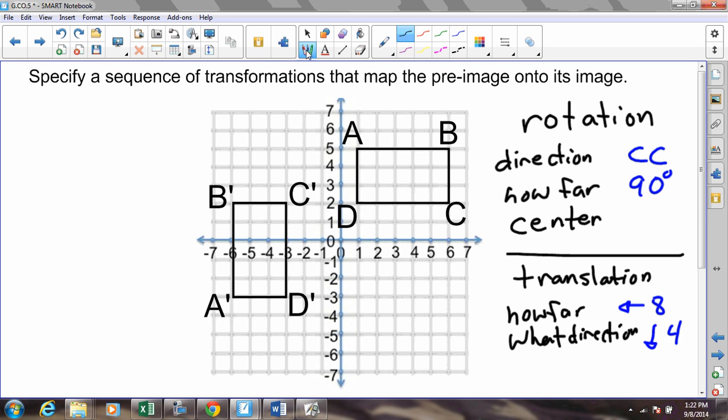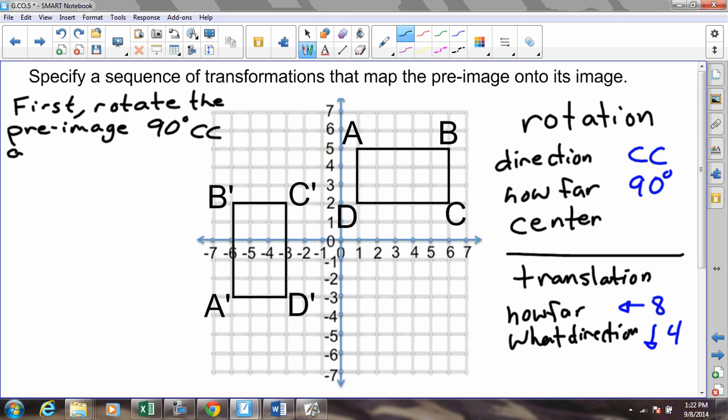So we could say, first, rotate the pre-image 90 degrees counterclockwise around its center. And you'll note that's a sentence that maps out the first transformation we said to do with this rotation.